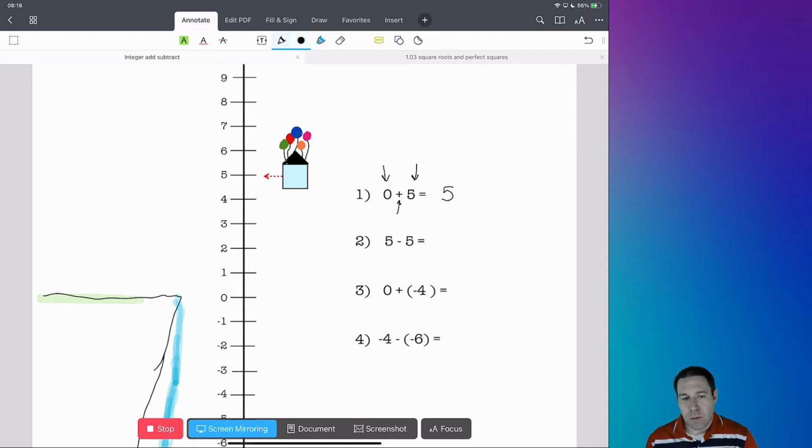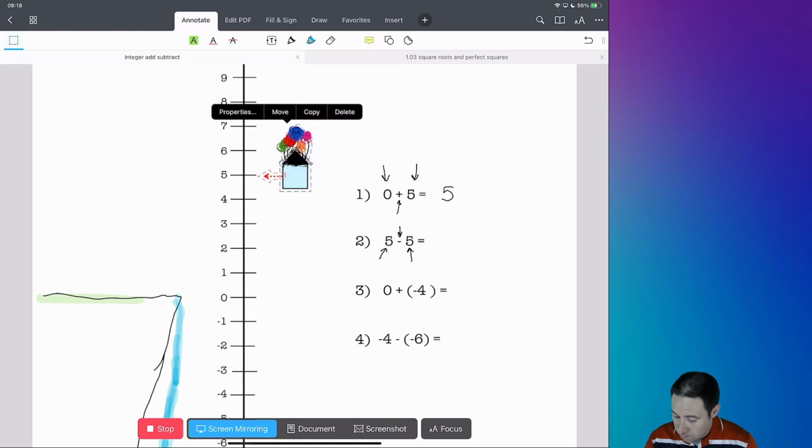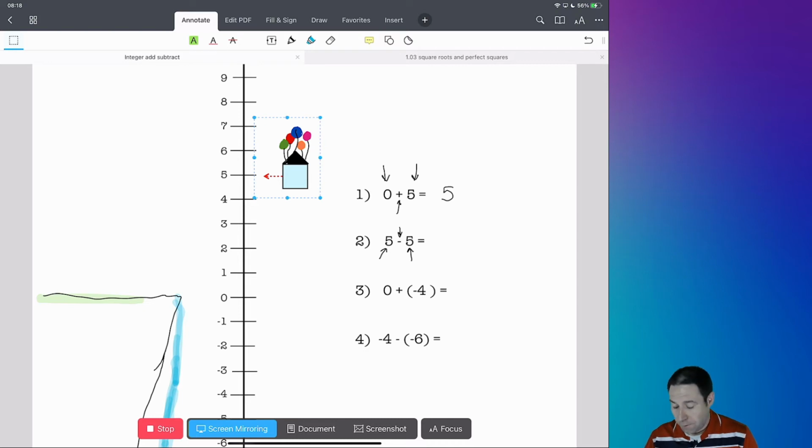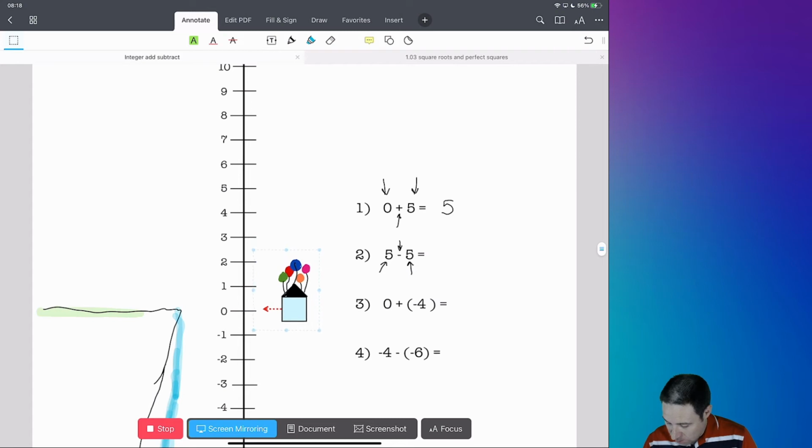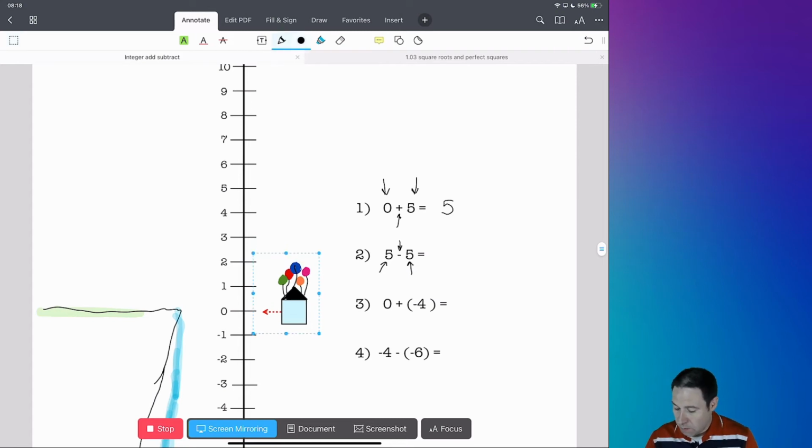In the second problem, we're starting at 5 on the number line, but this time we're removing items from the house. And the items we're removing are 5 balloons. I know it's 5 balloons because that's a positive 5. When I remove 5 balloons, the house loses its ability to float in the air and it drops back downwards 5 units. So it comes back down to 0. So here we can see 5 minus 5 is 0.